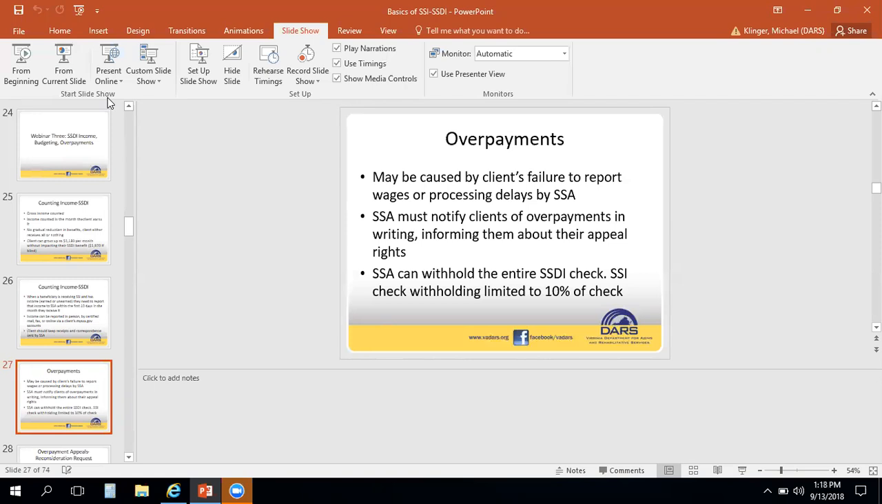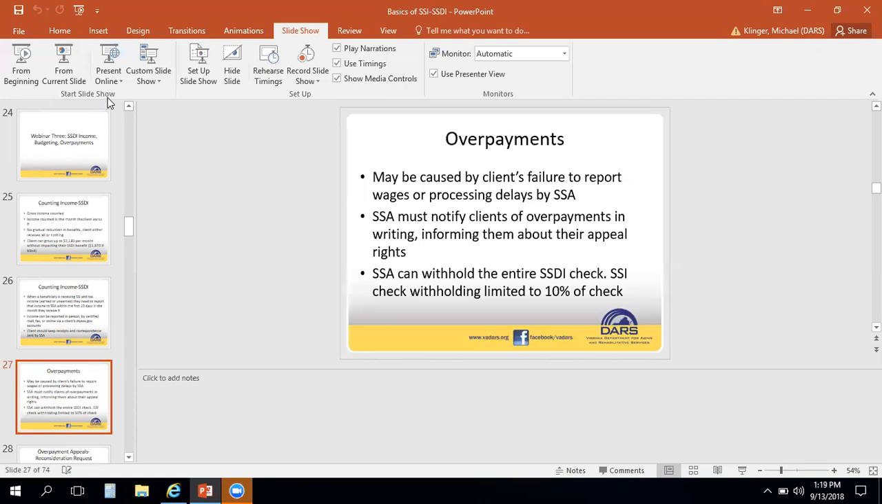So in addition to an overpayment being caused maybe by a client's failure to report, sometimes it is just a matter of the client did report and the office just hasn't gotten to updating the record yet. So sometimes the processing delays on Social Security's part could be a reason for some of those overpayments. So it's not always a client issue or failure to report. But if Social Security does process a wage report and they find that a client is overpaid, they have a responsibility to notify the client of the overpayment in writing. The overpayment letter has to specify how much they believe the client owes, what the reason for the overpayment was, and what they can do to appeal the decision if they don't agree with it.